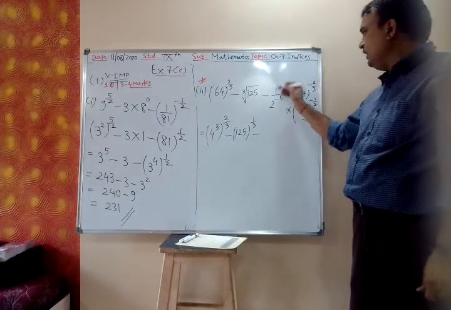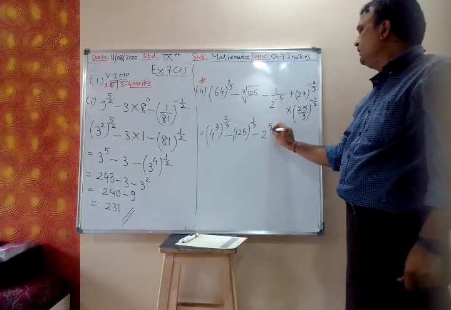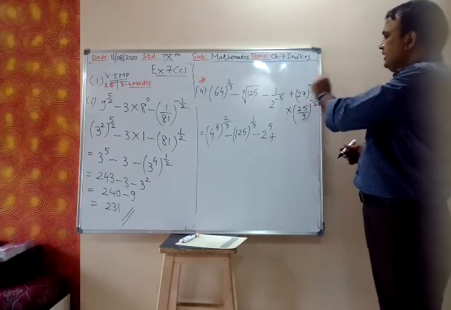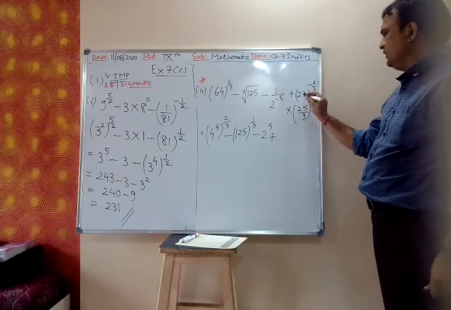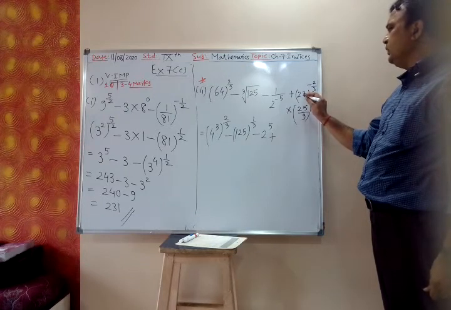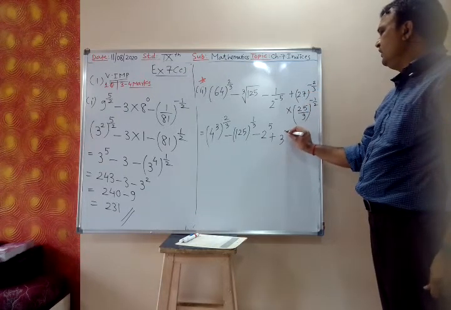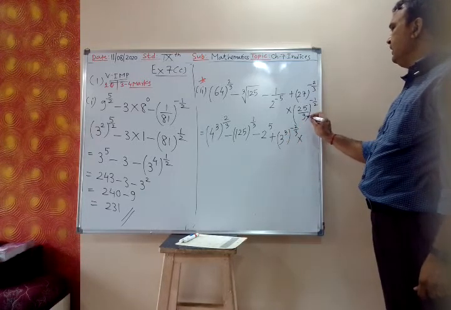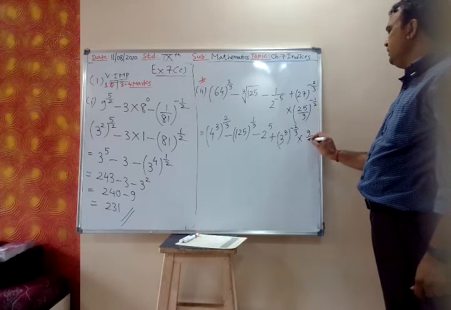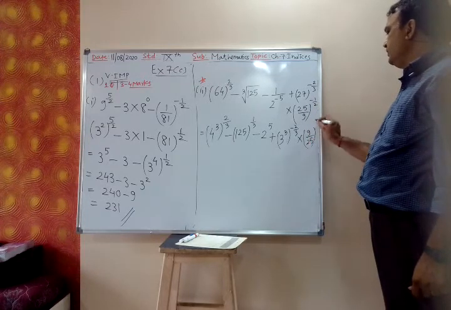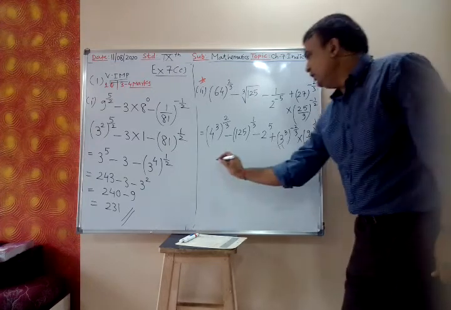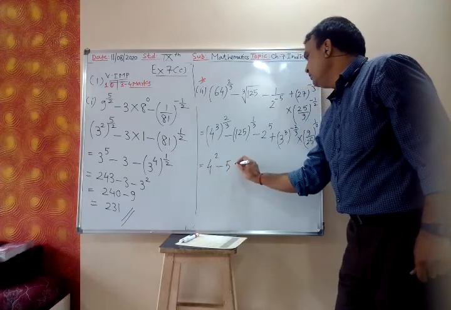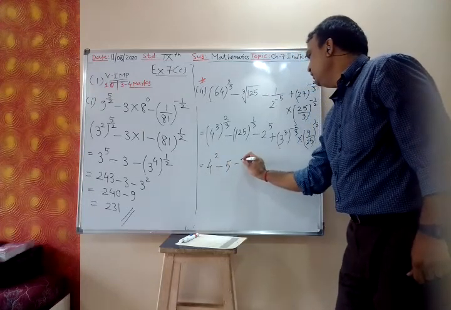This I can take as 2 raised to 5. Then plus 27. Now the power is negative. You can write 27 as 3 raised to 3, raised to minus 2 by 3, into 25 by 9. Power is negative, so this I can write as 9 upon 25 raised to half. So 4 cube raised to 2 by 3, the 3s get cancelled, 4 square, minus 2 raised to 5, which is 32.